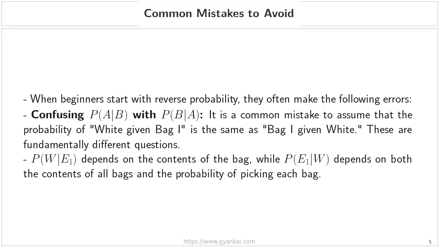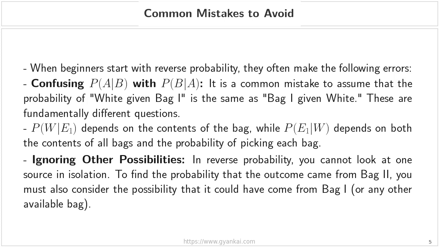To see why, let's look at the math. The probability of W given E1, that is, the probability of drawing a white marble given that we are looking at bag I, depends solely on the contents of that specific bag. But the probability of E1 given W, the probability that we chose bag I given that we have already seen a white marble, is much more complex. It depends not only on the contents of bag I, but also on the contents of all other available bags and the initial probability of picking each bag in the first place.